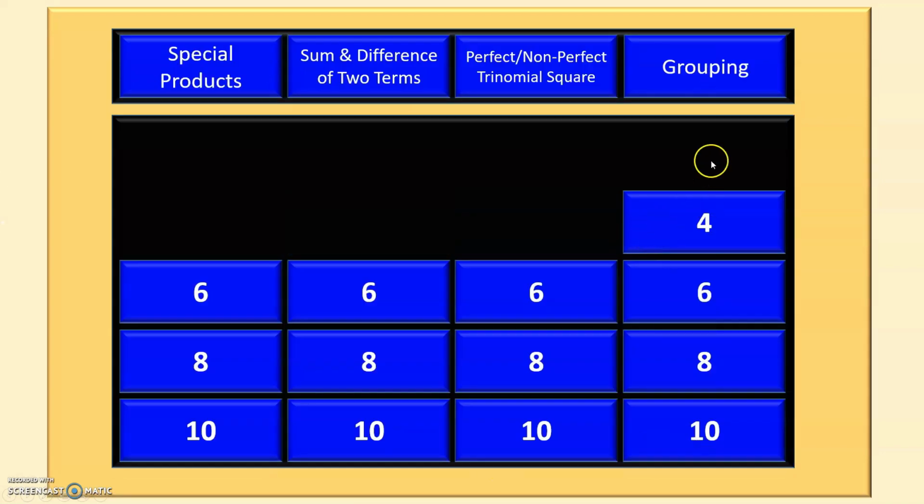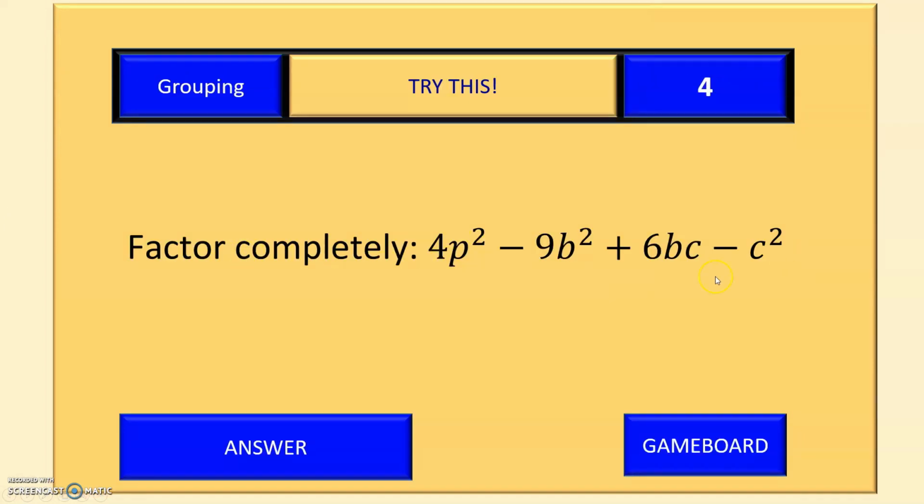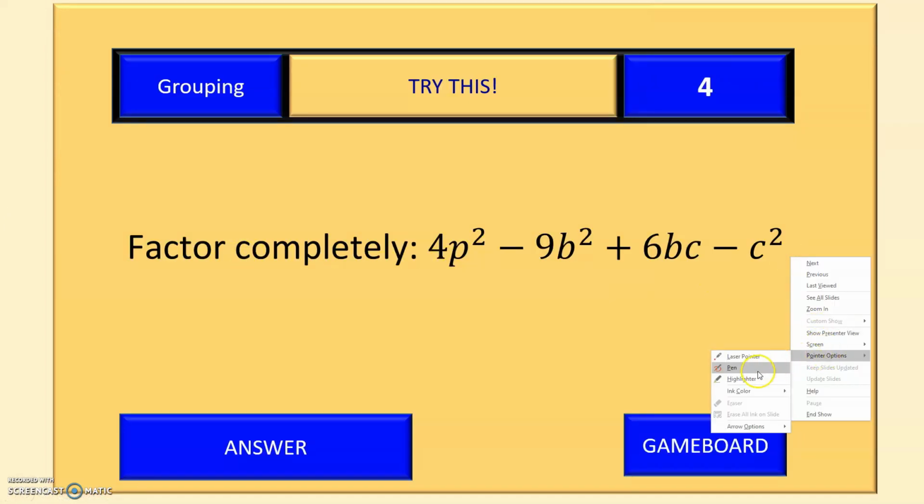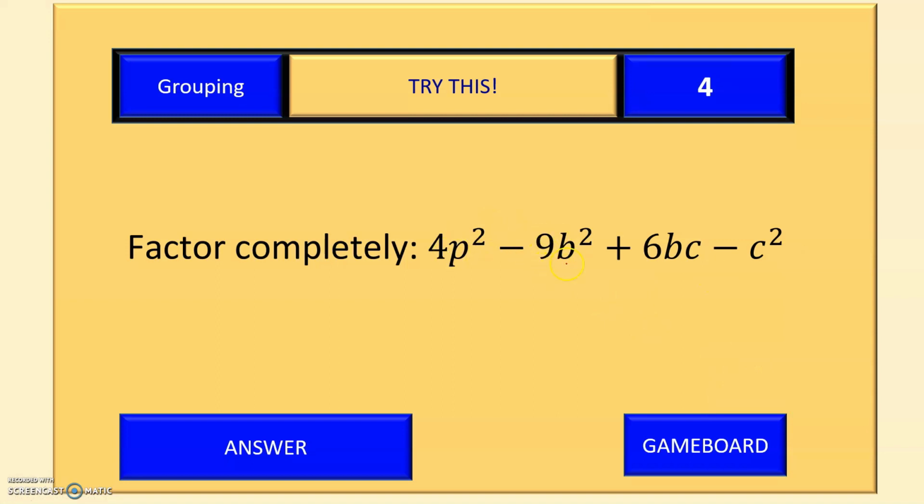Okay? And the last, for factoring by grouping for 4 points, is factor completely. So, 4p squared minus 9b squared plus 6bc minus c squared. Actually, in this particular problem, marami akong pwedeng i-grouping. Una nyo makikita dyan, difference of two squares ng first two terms and then factorable si c. But in this case, by inspection, manonotice nyo, I can group actually the last three.